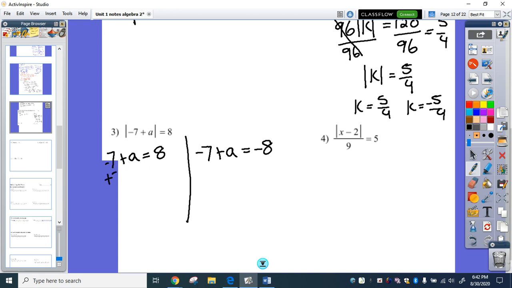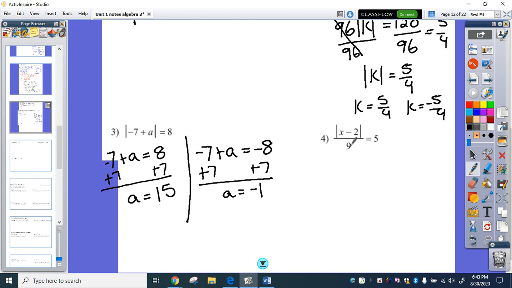On the left, we'll add 7 to both sides. So one of the possible answers is that a is equal to 15. And if we add 7 to the other side of this equation, we find out that a is also equal to negative 1. So whether you plug a negative 1 or a 15 into this equation and do negative 7 plus that number, either one is going to give you an absolute value of a positive 8.